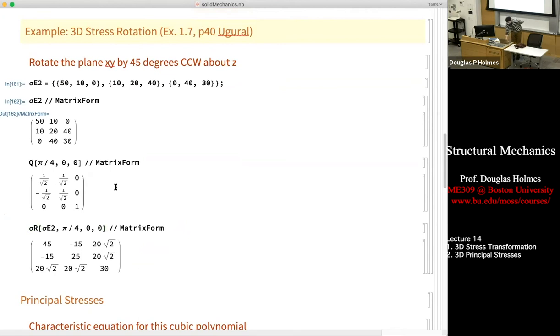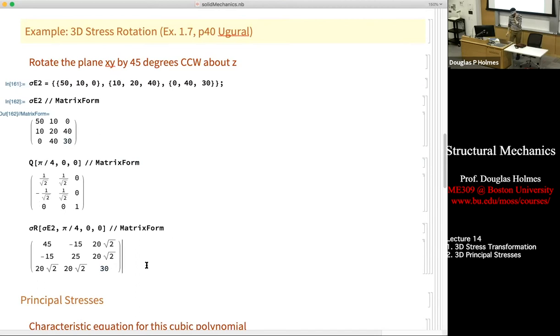You can see in this new stress state, as you would expect, as you rotate, what you're finding is that sigma xx is decreasing a little bit, sigma yy is increasing, sigma zz should be staying the same because the orientation of the z-axis didn't change. And that's what happens. It started out as 30, ended up as 30.